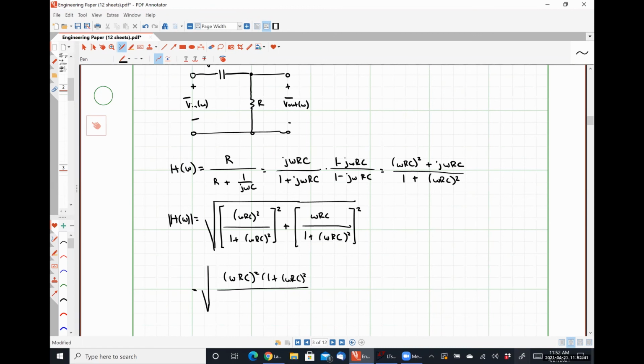And then my denominator is going to look like 1 plus omega RC quantity squared, this whole thing squared. And this guy cancels out one of those powers, leaving me with a frequency response of omega RC divided by the square root of 1 plus omega RC quantity squared.